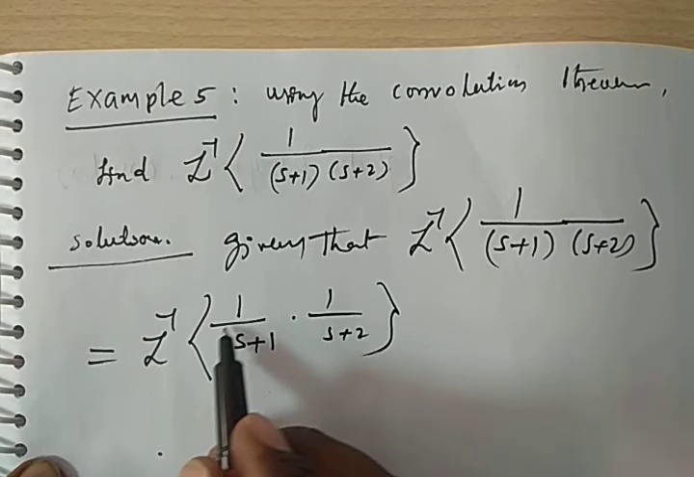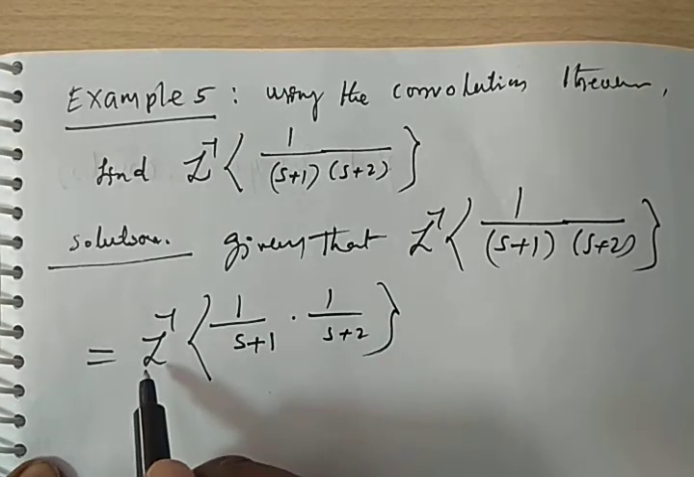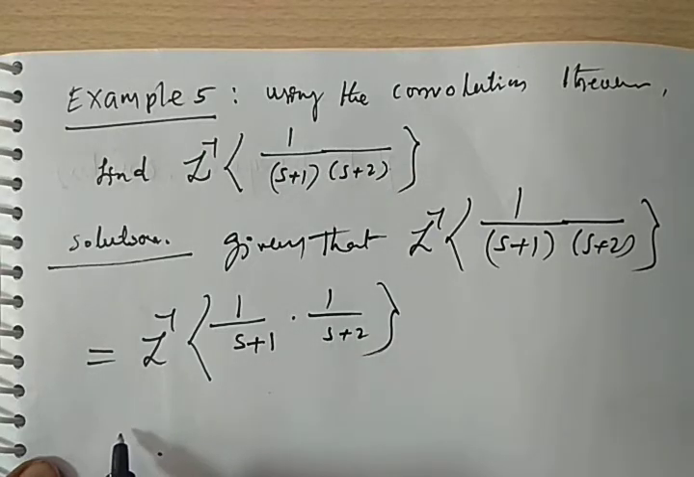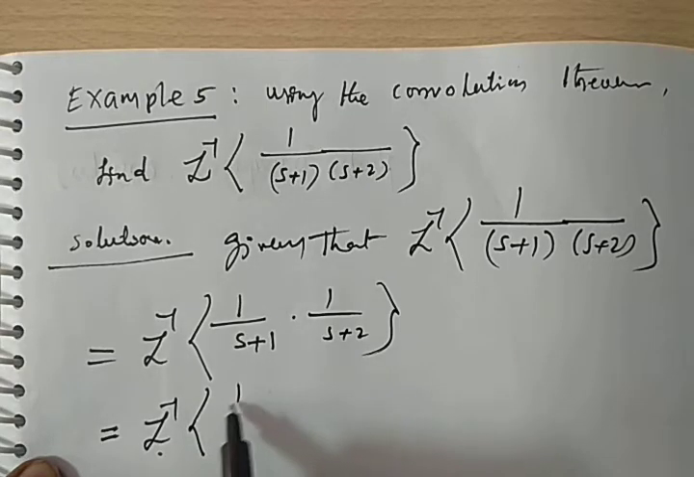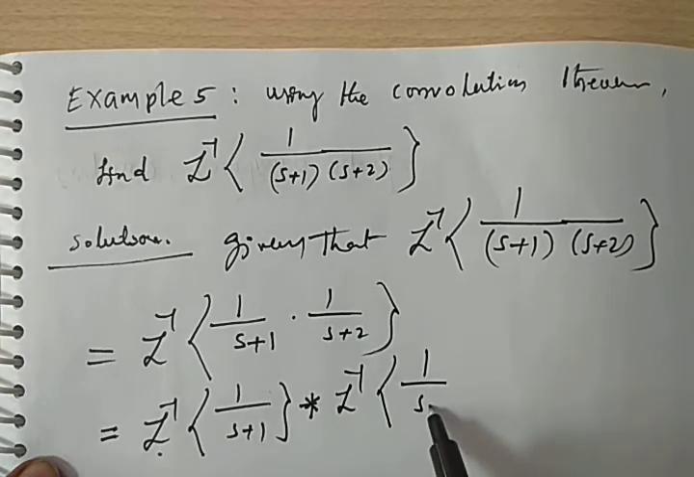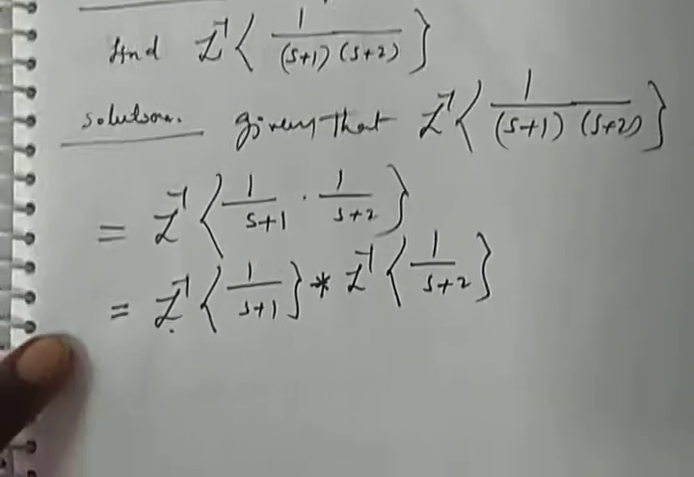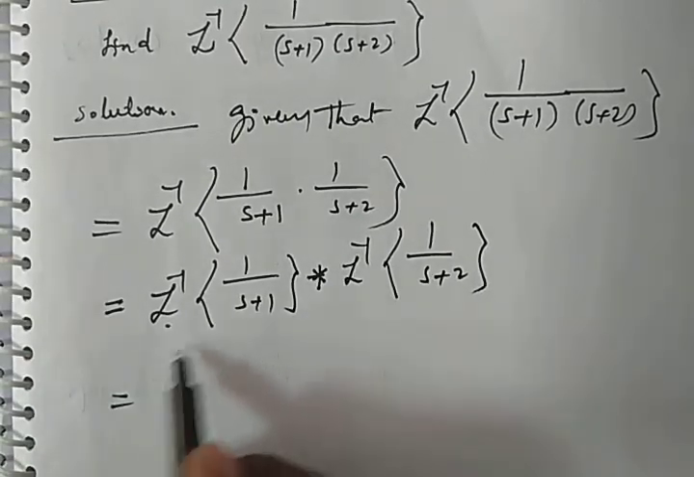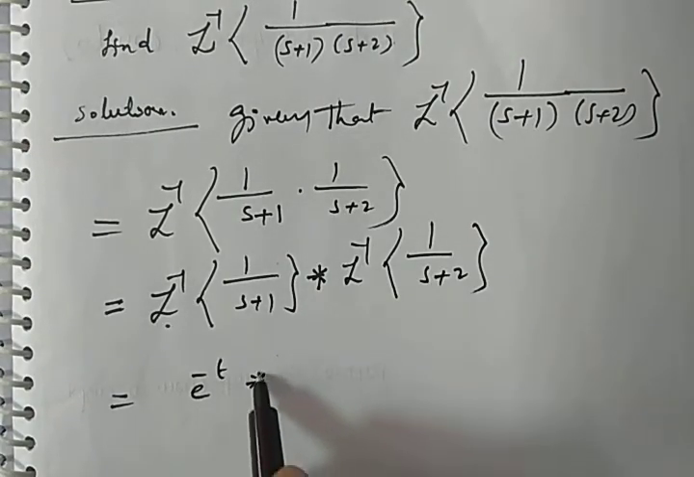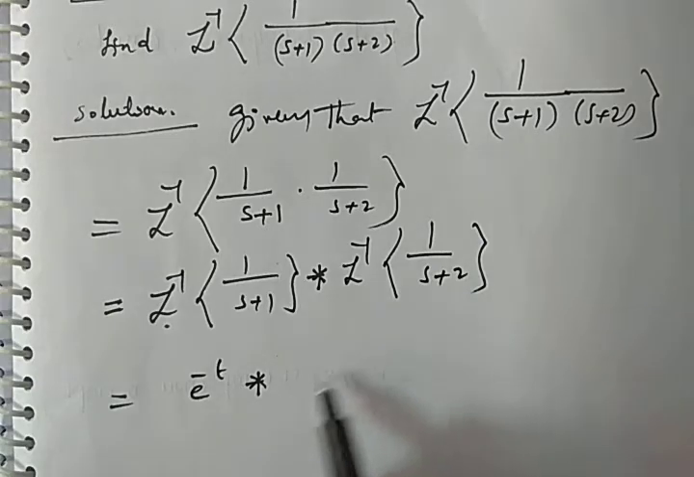Now we have inverse Laplace of two functions, inverse Laplace of f bar of s into g bar of s. So by using convolution theorem, we can write this as inverse Laplace of 1 by (s plus 1), the first function, convolution, inverse Laplace of the second function, right? Which is equal to inverse Laplace of 1 by (s plus 1), e power minus t, star, inverse Laplace of 1 by (s plus 2), e power minus 2t.